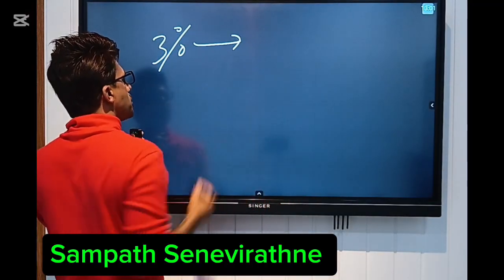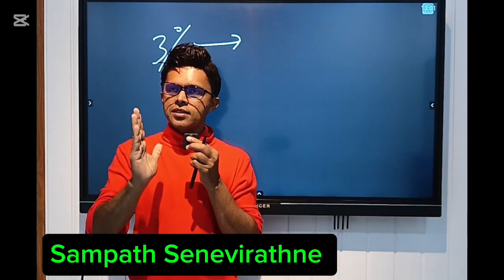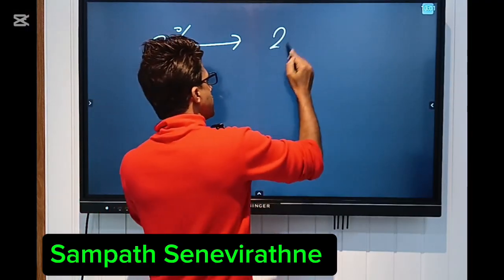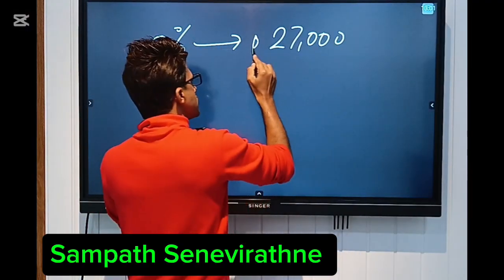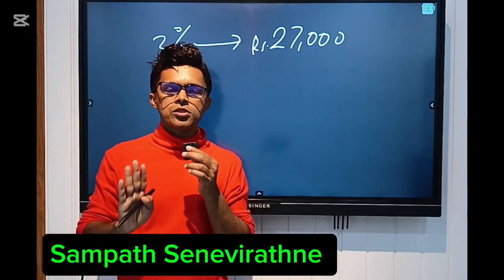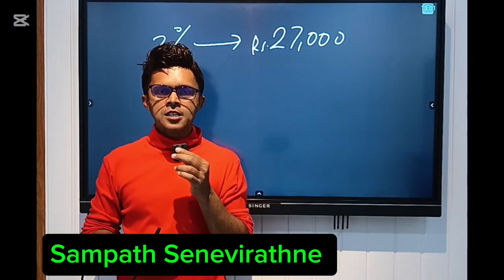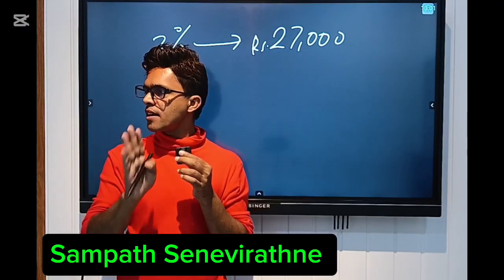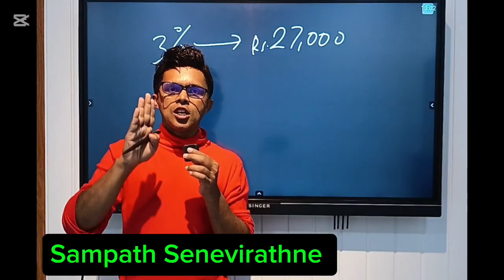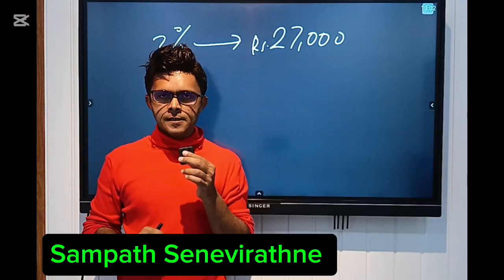Percentage is given. Think of a certain person's salary: 3% of his salary is 27,000. What you should do is calculate the salary of that person. 3% of the salary is 27,000. You should calculate the salary of the person.